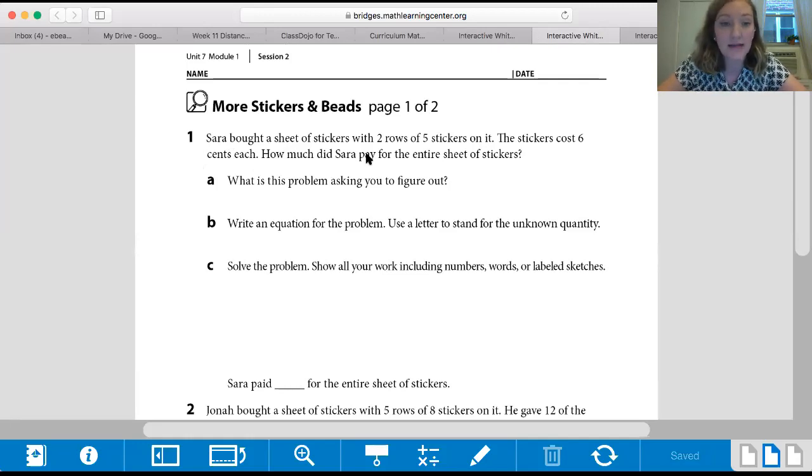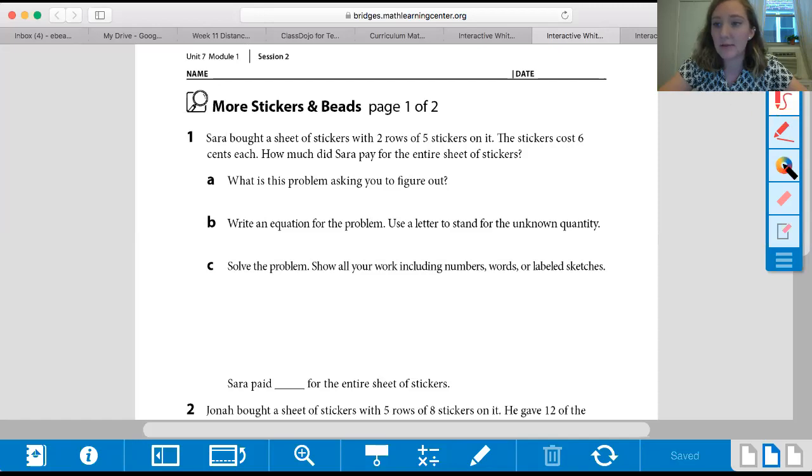The stickers cost 6 cents each. How much did Sarah pay for the entire sheet of stickers? So first thing I'm probably going to do for this word problem is draw myself a little picture. So why don't you go ahead and do that too. If you want to do that on your page or if you have extra paper nearby, you can draw on extra paper. I'm going to go ahead and draw.